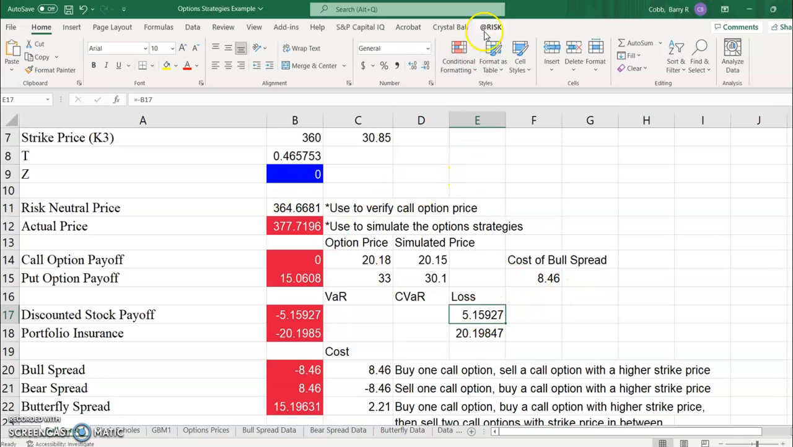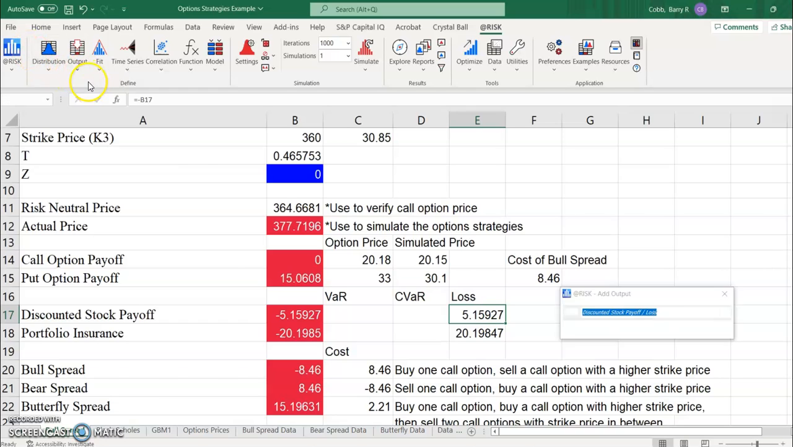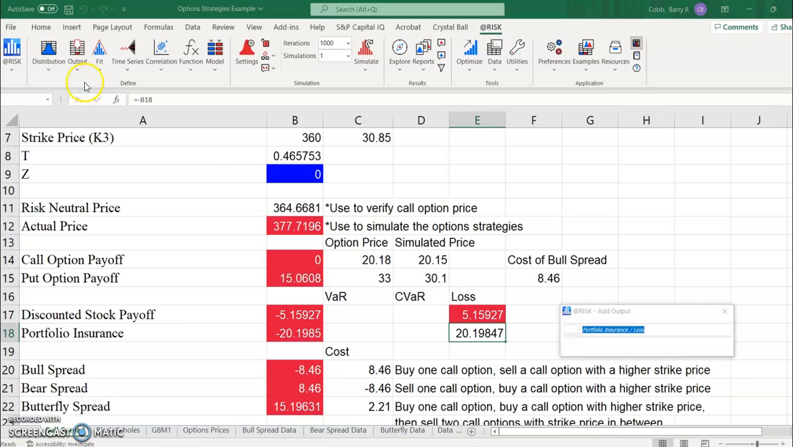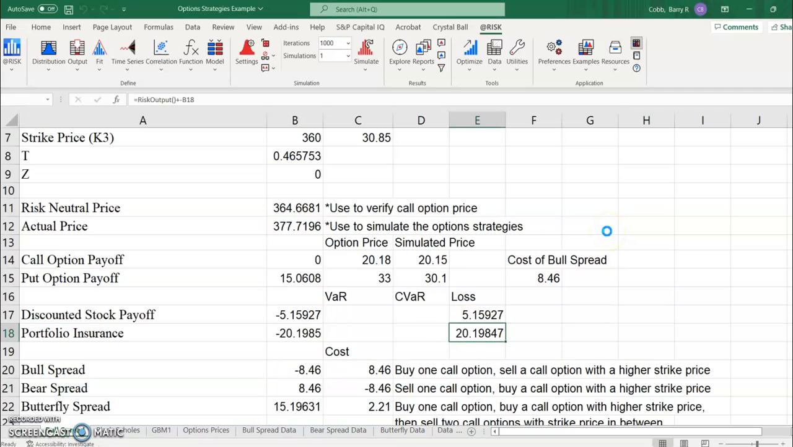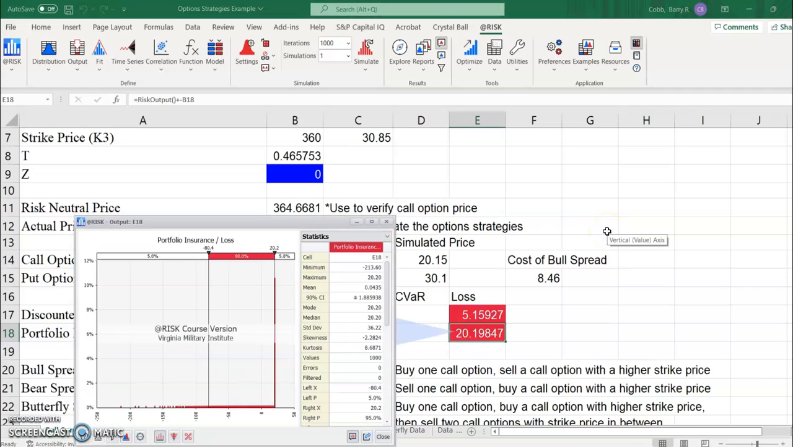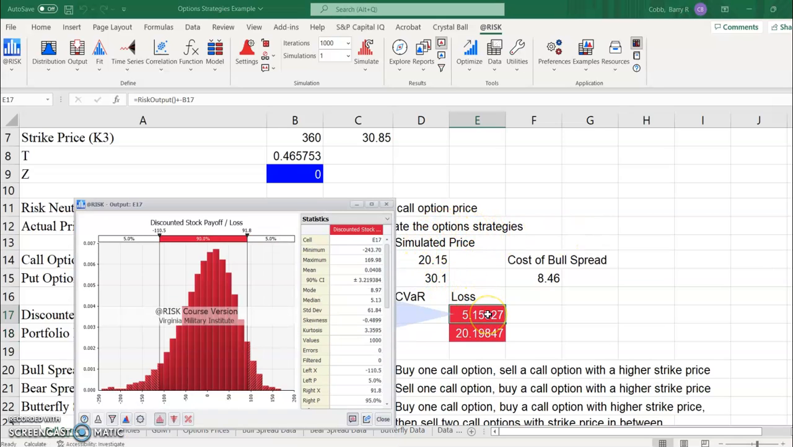So we'll create outputs for both of these. So here we have the discounted stock payoff loss. And here we have the portfolio insurance loss. The VAR and CVAR can be calculated just directly from the original outputs, but this is typically the way this is handled in finance, so we'll introduce it this way. So we'll simulate these two. And let's first go into the discounted stock payoff.